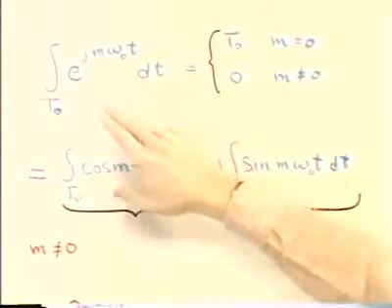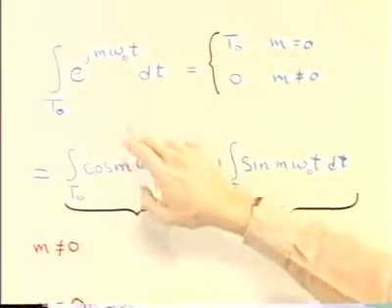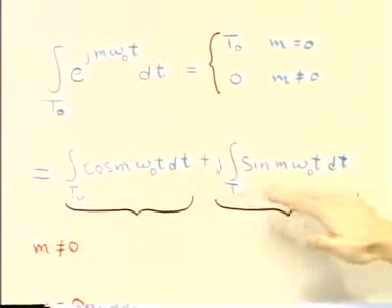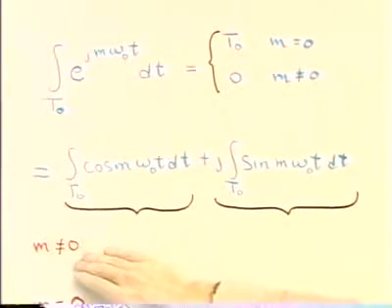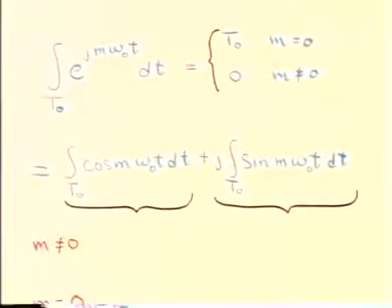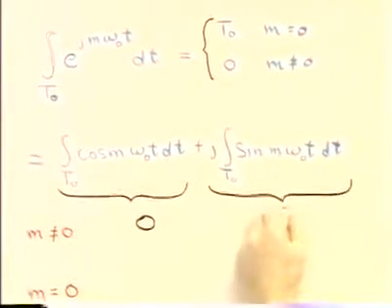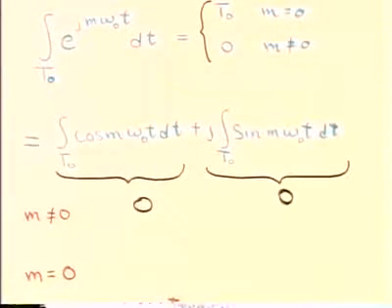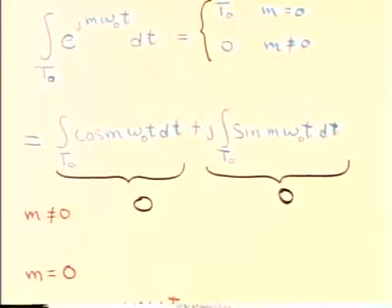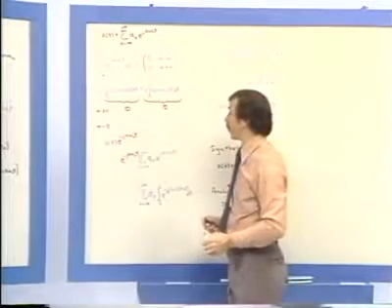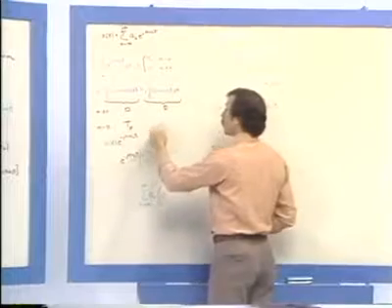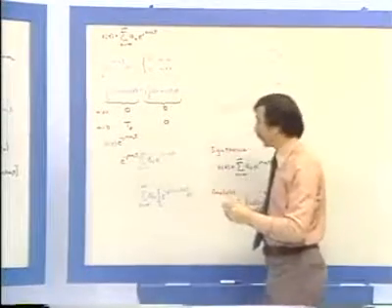That follows simply from the fact that if we substitute in using Euler's relation, so that we have the integral of a cosine plus j times a sine, if m is not equal to 0, then both of these integrals over a period are 0. The integral of a sinusoid, cosine or sine, over an integral number of periods is 0, whereas if m is equal to 0, this integral will be equal to T0, the integral of the cosine, and the integral of the sine is equal to 0.